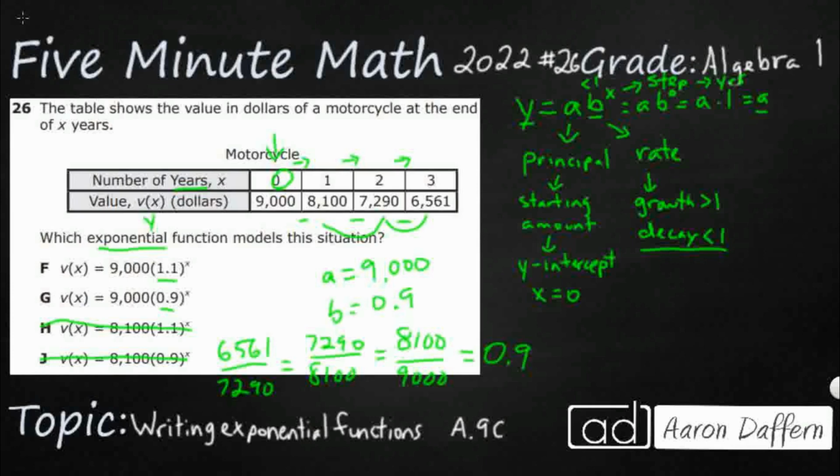Another way to do that would be to write, let's say, 8100 equals, and then your a is 9,000 times b to the 1 right here. You just take your v of x and then your x, and you just plug them in here. Either way, our answer is G.